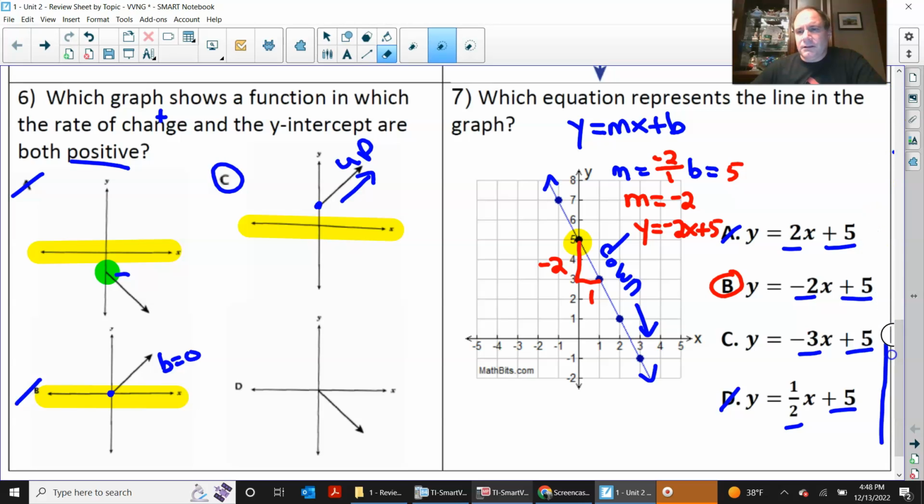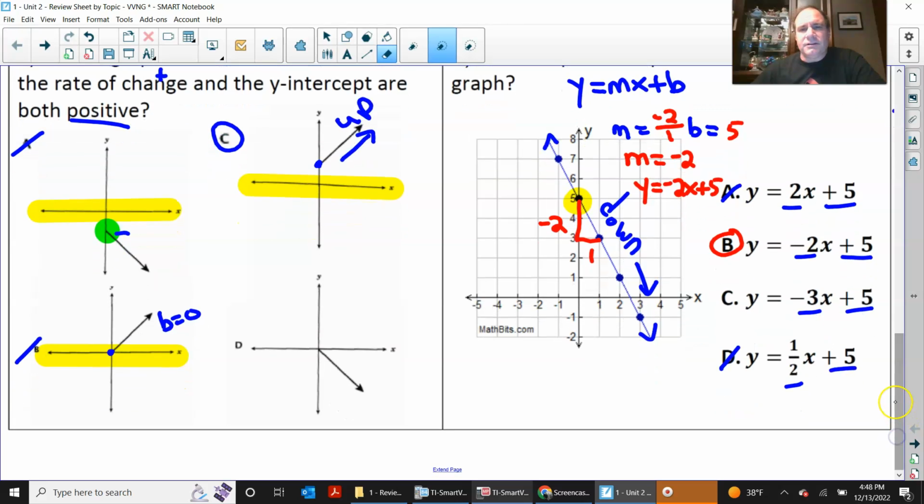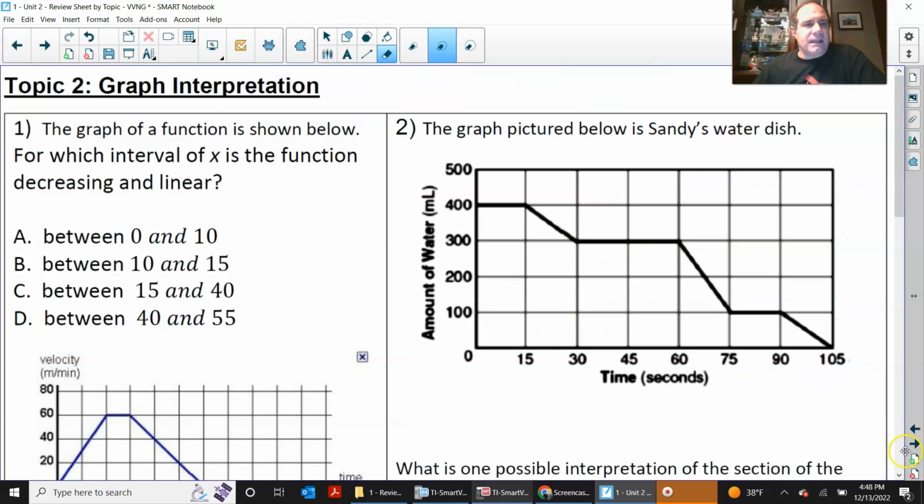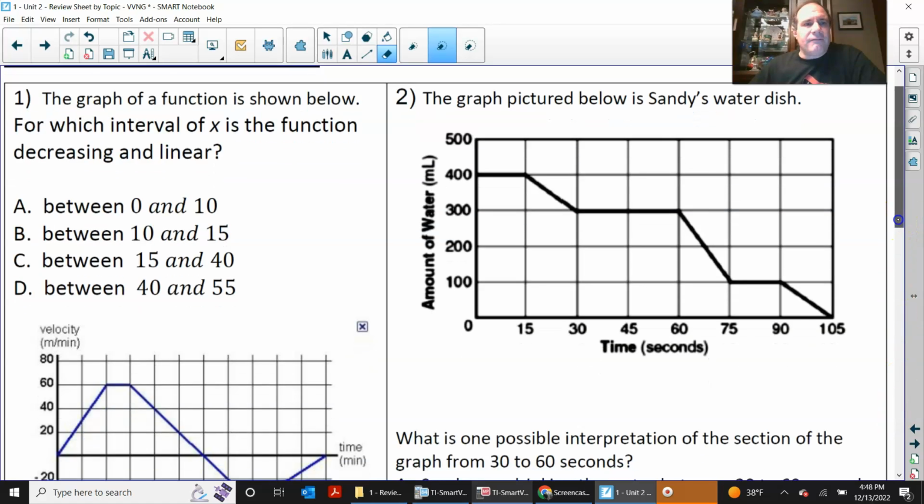All right. Remember, this is a pretty steep line, and steep lines, it's going down, so the decline is pretty steep. So it's nothing like a half. A half wouldn't be as steep. It would go across the whole coordinate grid and everything like that. All right, topic 2, graph interpretation.